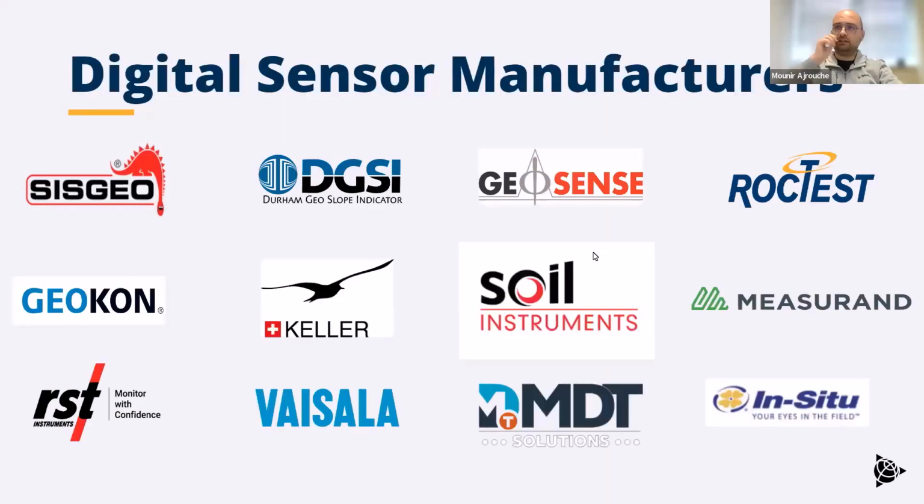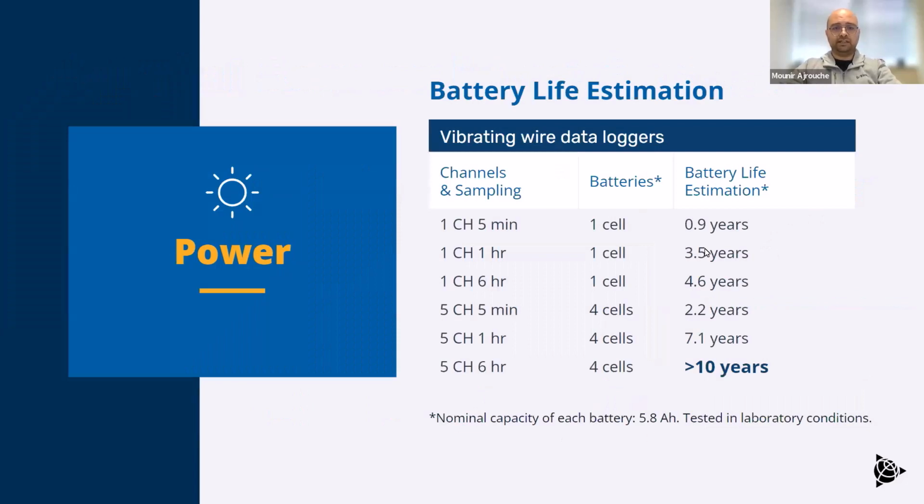As you can see in this slide, we support a wide range of sensor manufacturers, and at the same time a wide range of different types of sensors. Talking about battery life estimation, we should know that the battery life estimation is based on 2 factors: the number of battery cells installed in the data logger and the sampling rate. If the sampling rate is high, you should know that this will drain the battery faster.